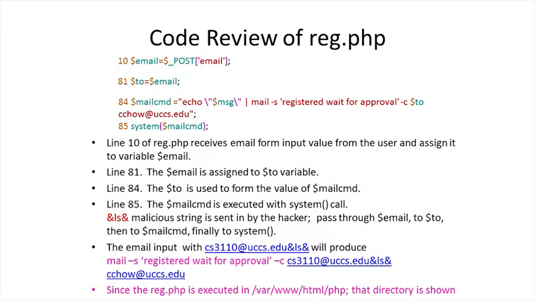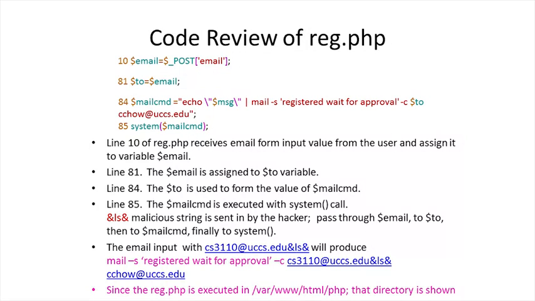As presented in the OWASP risk assessment, code review is the best way to detect code injections. Here we perform the code review of reg.php. Line 10, which I show you there, I didn't show the whole code, but the key important statement is shown here. Line 10, reg.php receives the email from the phone input value from the user and assigns it to variable $email.